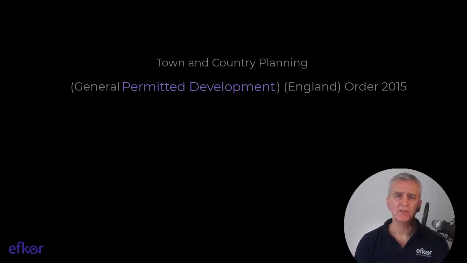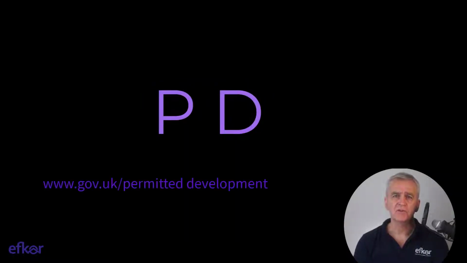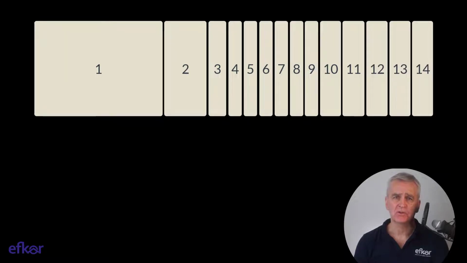The term permitted development originates from the Government Act, the Town and Country Planning General Permitted Development, England Order 2015, or as I like to say, PD. There's a very useful document at gov.uk permitted development. The PD order has several parts that are relevant to householders.